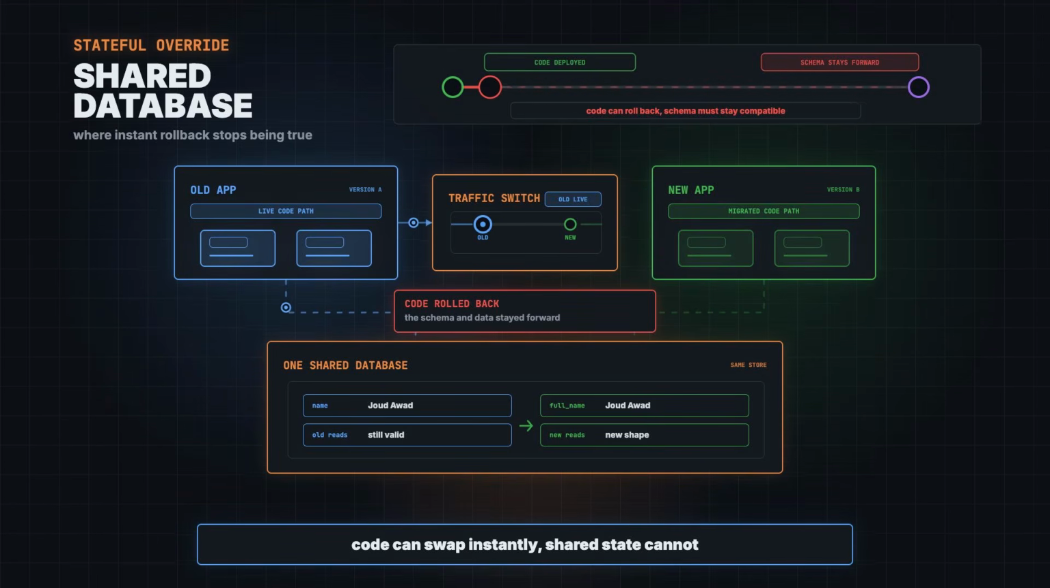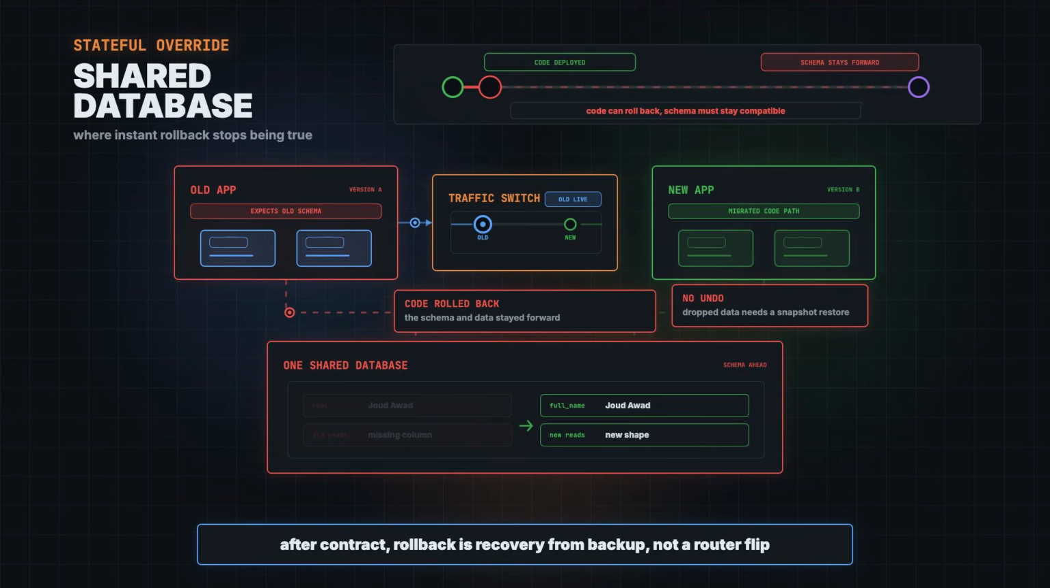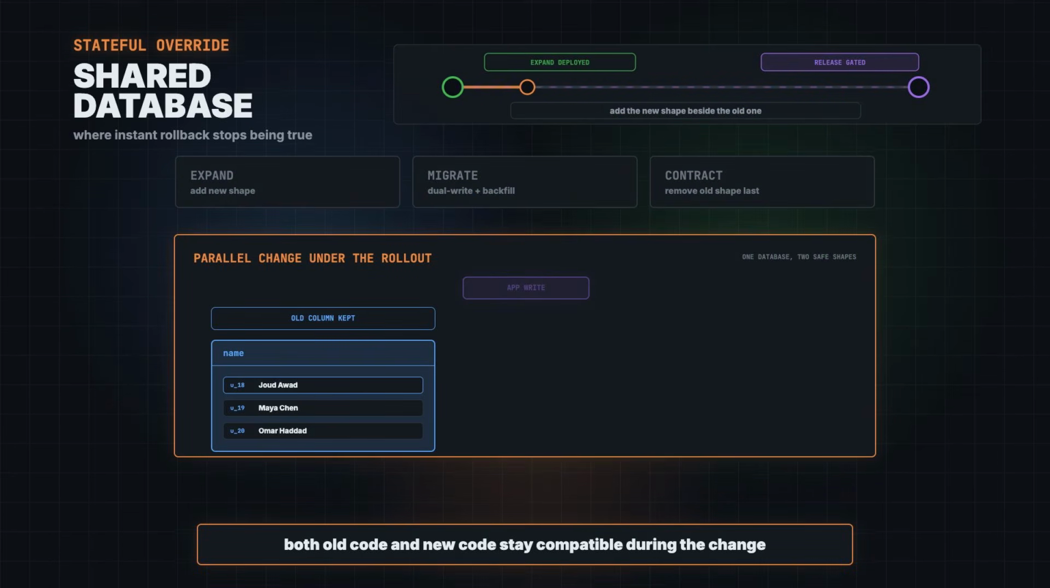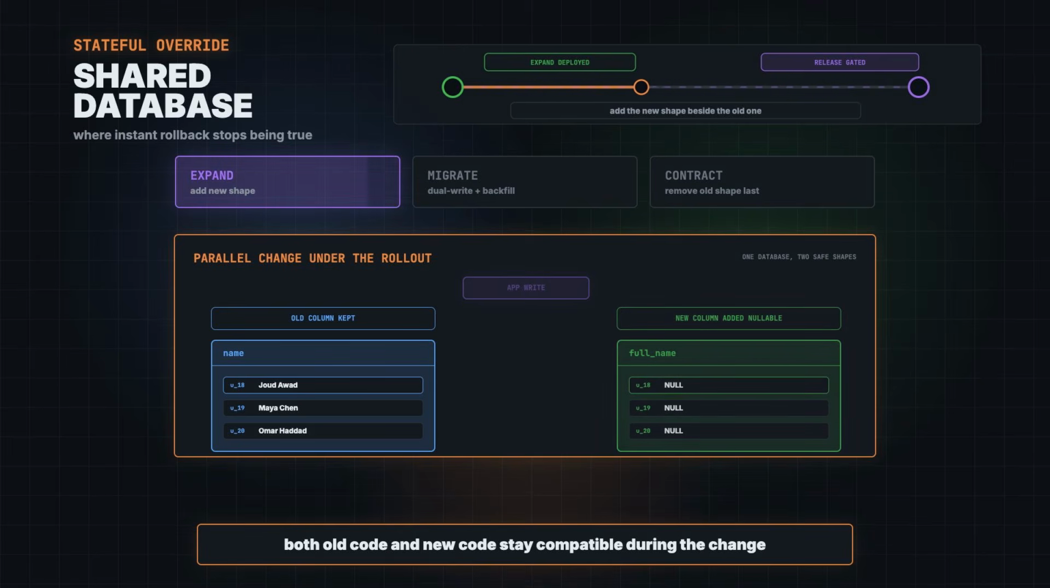Push it further. Once a step drops a column or a table, there is no undo. Rolling the code back cannot bring that data back. The only way out is a snapshot restore, and now you are recovering, not rolling back. The fix is parallel change. Most people call it expand and contract. It splits a backward incompatible schema change into three phases that never break either version.